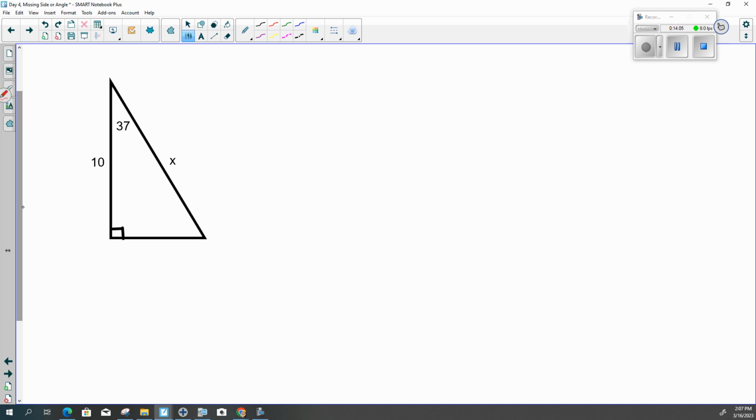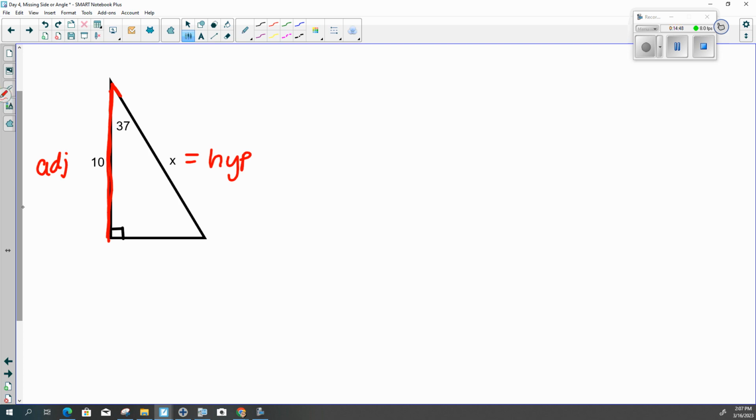Alyssa, which one's the hypotenuse? The 10, the x, or the empty side? The x. Tristan, is the 10 adjacent or opposite? What makes it adjacent? So this is the 37-degree angle. If the side that we're talking about creates that 37 degrees, it's called adjacent. The opposite one doesn't touch it at all. It's almost like across the room.